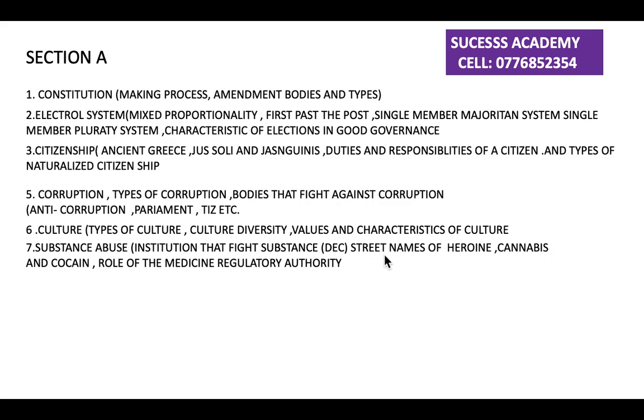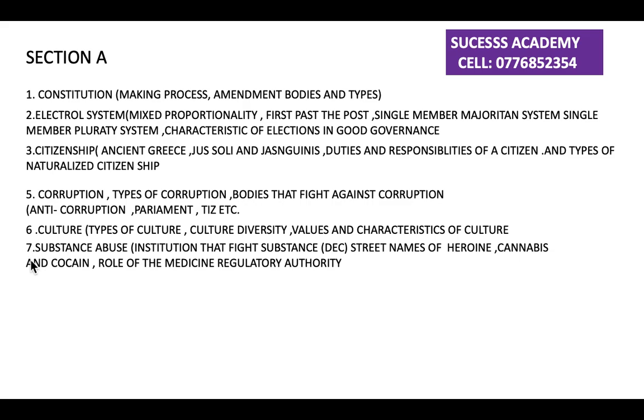substances like heroin. What are the street names of heroin? What are the street names for cannabis? And then what are the street names for cocaine? Then also you need to know the role of the medicine regulatory authority. So you have to know this as you are effectively preparing for question 7.